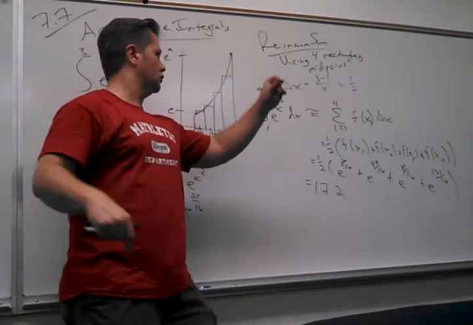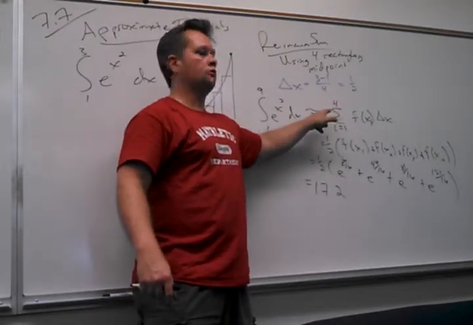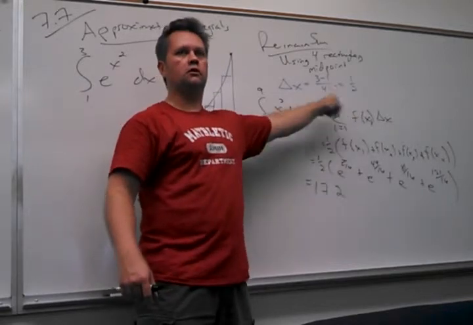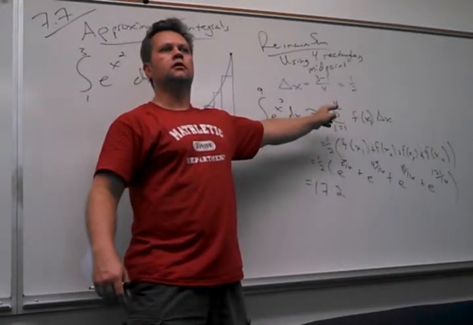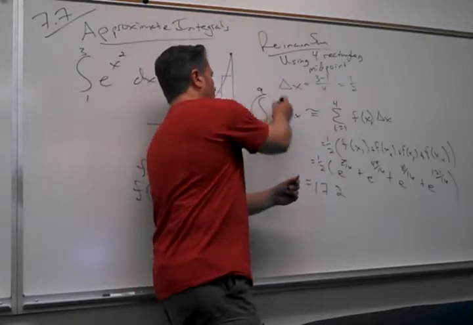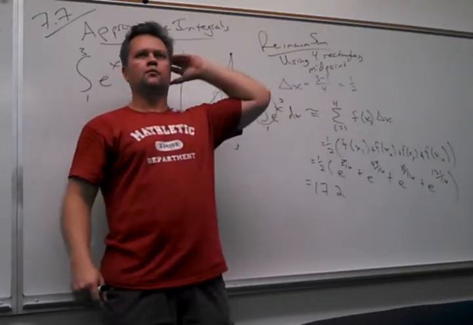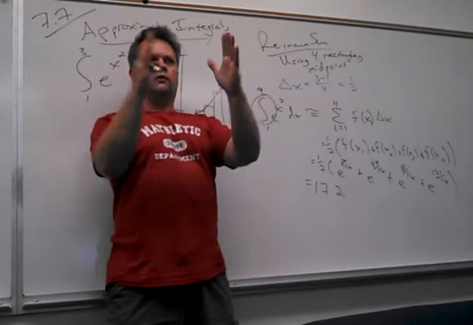Because what would I do to make these equal to each other? I wouldn't use 4 rectangles. I use an infinite number. So, because the symbol here is the limit as n goes to infinity of a sum, it is an infinite sum. Sum of an infinite number of rectangles.